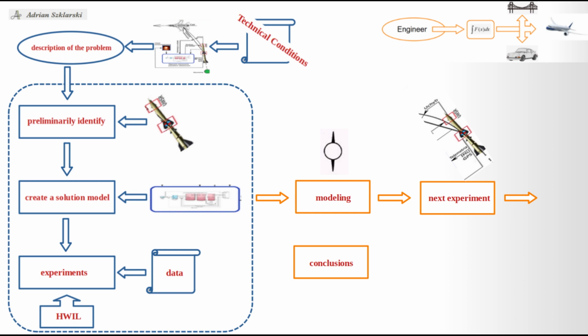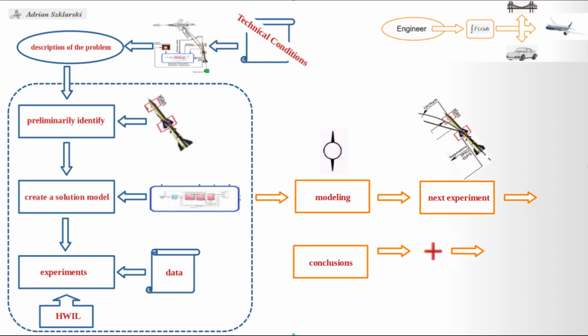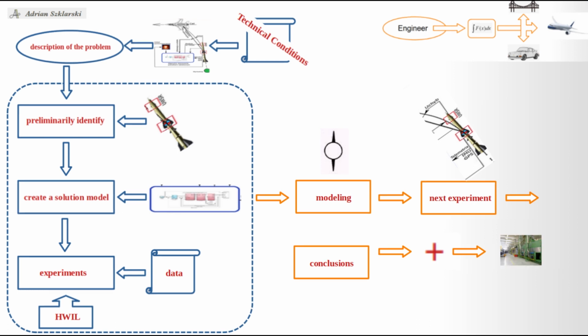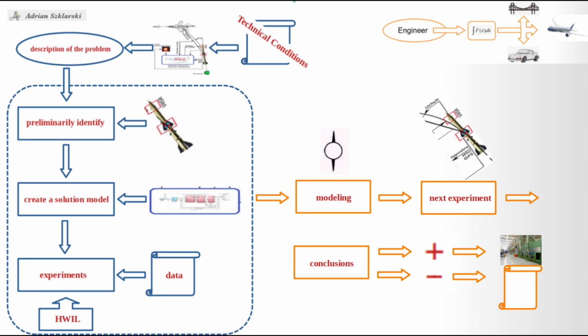At the end, we draw conclusions, and if the project was successful, we take further action. For example, we get ready to produce a rocket. If the final project received a negative evaluation, we should also draw conclusions from the work and take action in accordance with the task contract.